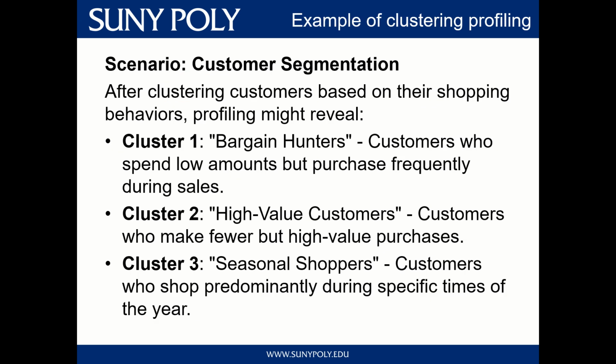So that's the validation part. So this is an example, customer segmentation. Let's say that here we created 3 clusters, right? We were able to identify three groups. One is the bargain hunters, so customers who spend low amounts but purchase frequently. Cluster 2 is high value customers, customers who make fewer but high value purchases. They are really important. And cluster 3 is seasonal shoppers, so customers who shop mainly during specific times of the year, like Christmas and things like that.